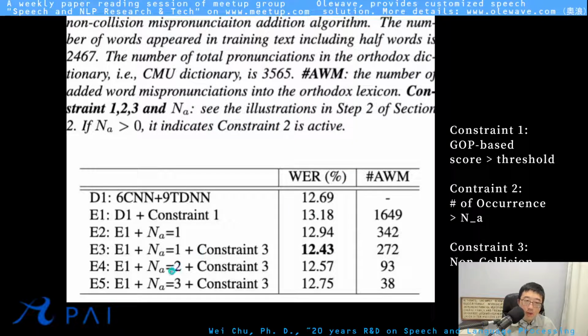I also tried to increase the number of constraints. But you can see that as long as I increase this NA, the WER starts to degrade. It's probably because it's losing the capability of modeling the mispronunciations. And if you set the NA too large, there are not a lot of words being added, and the WER is slightly worse than the baseline.